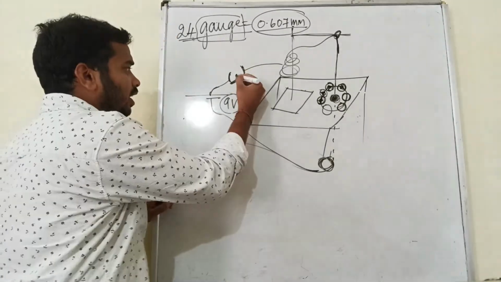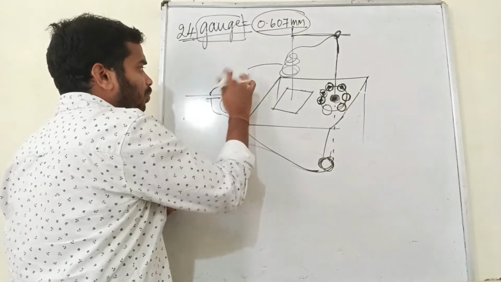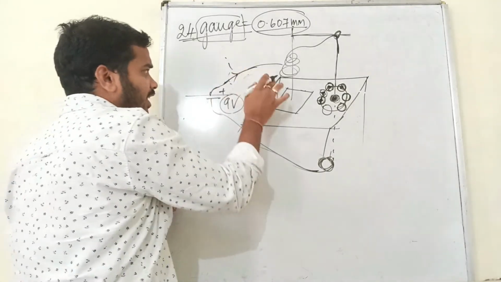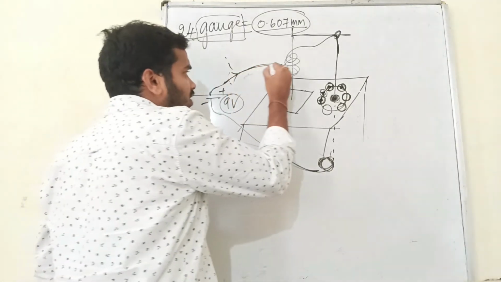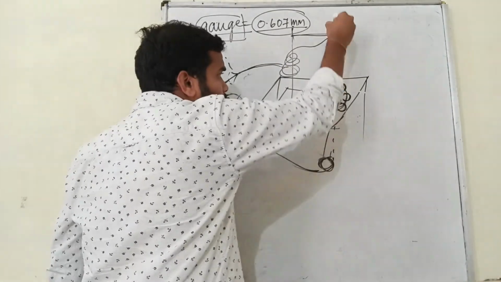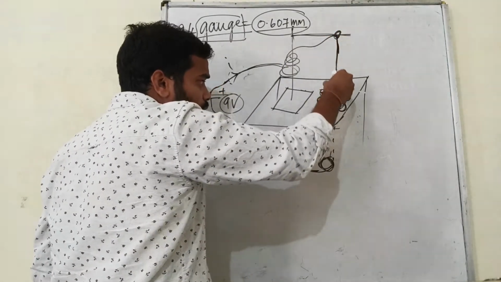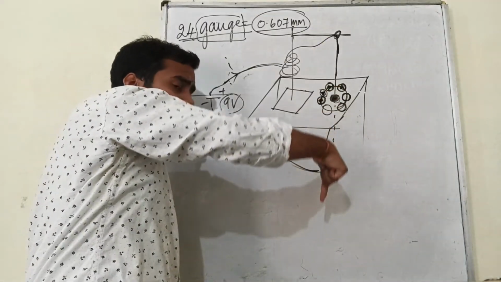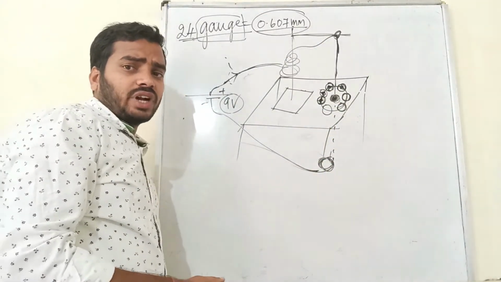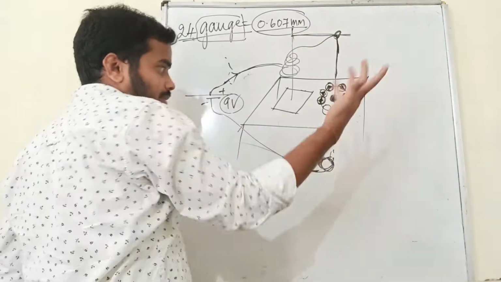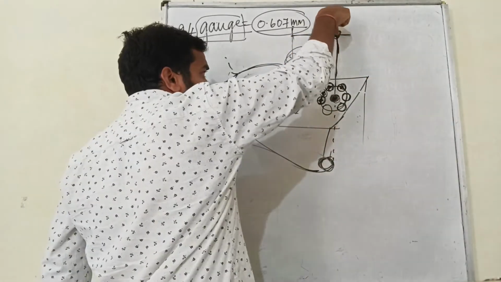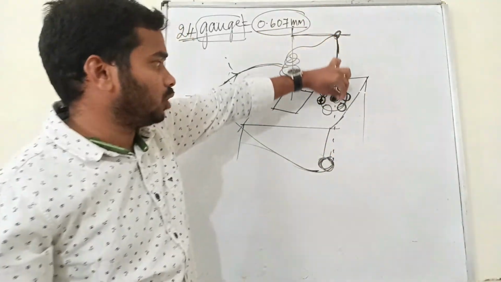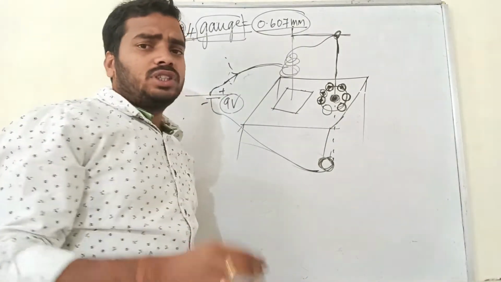Suppose this circuit is switched on and the current starts flowing from the positive terminal of the battery to the negative terminal of the battery. That means the current starts flowing in this way, and from top of the wire to the bottom of the wire. That means the current direction is from top to bottom, through the straight current carrying wire. So now it's very simple.